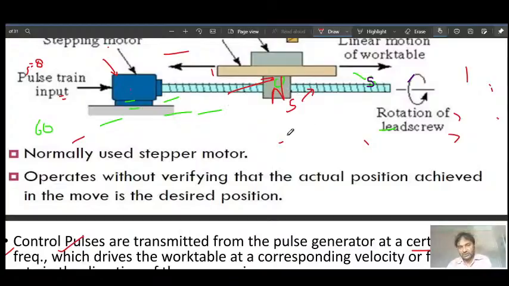Okay. So as you know, in one rotation of the lead screw, the table moves one pitch value. Is it clear? In one rotation, the table moves one pitch value. Clear?